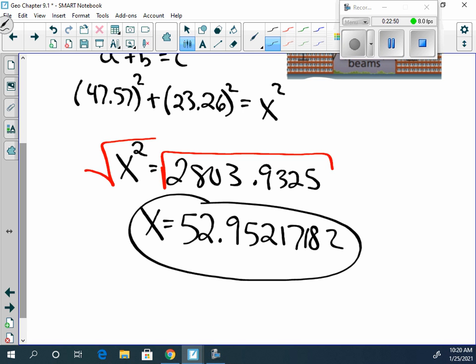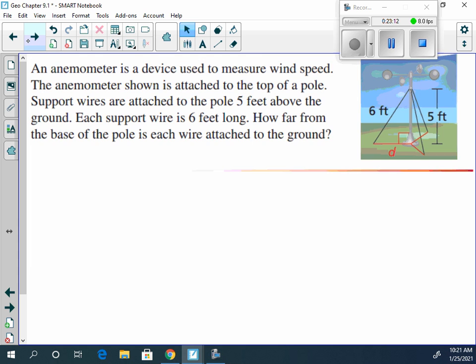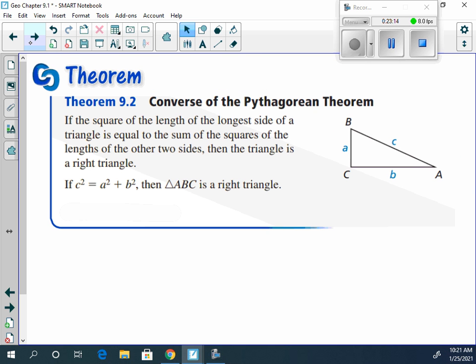Or we can say it's approximately 52.95 if we were going to two decimal places. And that's it, because we're doing the same thing. It's just now we have some decimal numbers to work with. It's just using the same exact thing to find the third side of a right triangle. So we can use a squared plus b squared to find the missing side of a triangle.